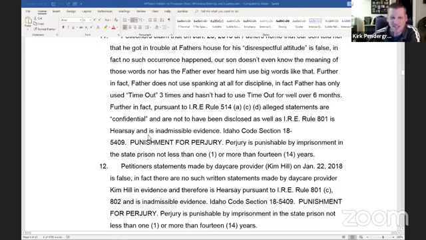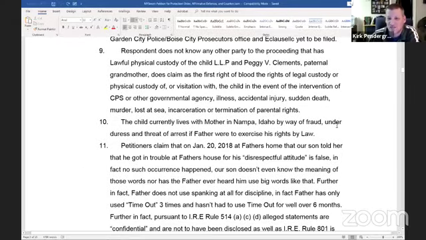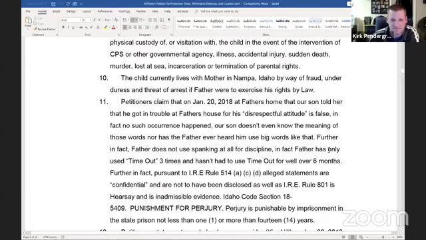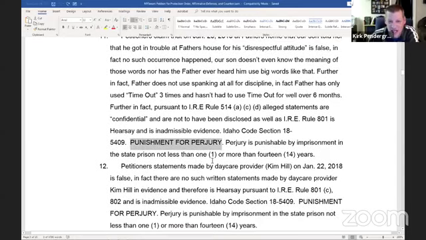Now, because of that hearsay, I'm claiming that that's false, and I previously said that she's going to have to prove her claims. I said it's false, and here is the truth. And guess what that amounts to? That amounts to Idaho Code Section 18-5409, punishment for perjury. Perjury is punishable by imprisonment in the state prison not less than 1 or more than 14 years. That's a felony. That's prison time.